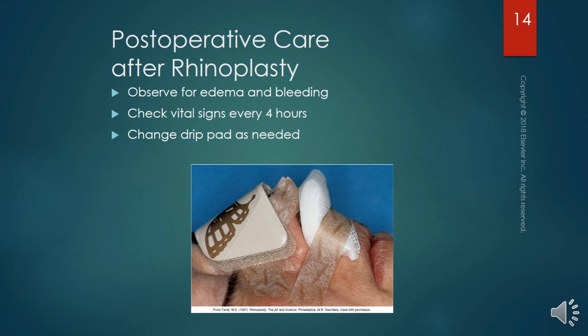So again, post-op care after rhinoplasty: observe for edema and bleeding, check those vital signs every 4 hours, and change that drip pad under the nose as needed.